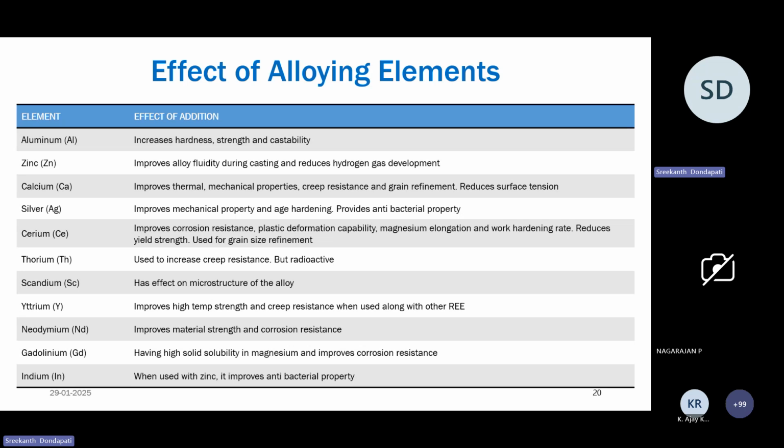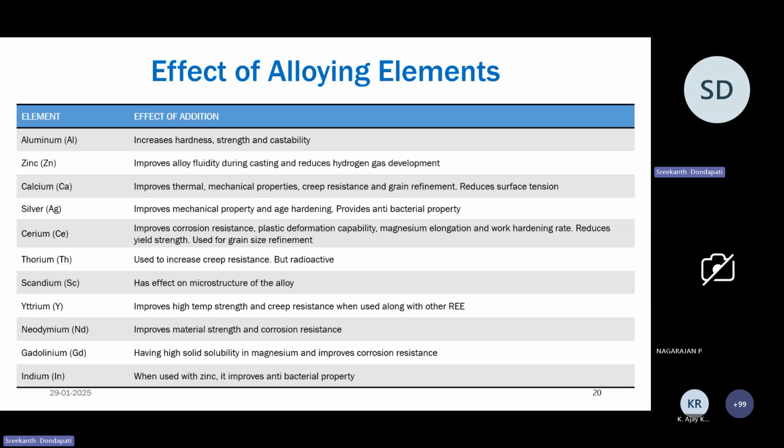And zinc improves fluidity of the gas and reduces the hydrogen gas development. And calcium improves thermal mechanical properties, creep resistance, and grain refinement, and so on. And silver is antibacterial, so it can improve the antibacterial property, and also it improves the mechanical properties and age hardening properties. And cerium can improve corrosion resistance, and so on.